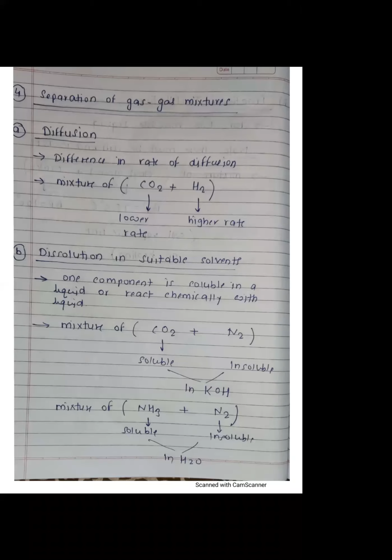Same in the case of ammonia, that is NH3, and nitrogen gas N2. Ammonia is soluble in water, whereas nitrogen is insoluble in water, and they can be separated by dissolving in water. Yes, Rajveer, tell me. So what is KOH? KOH is potassium hydroxide, a liquid. Okay, sir. And NH3 is ammonia. Okay, sir.